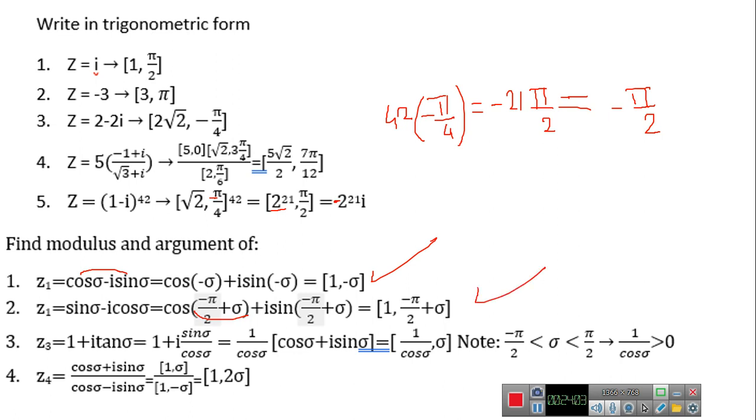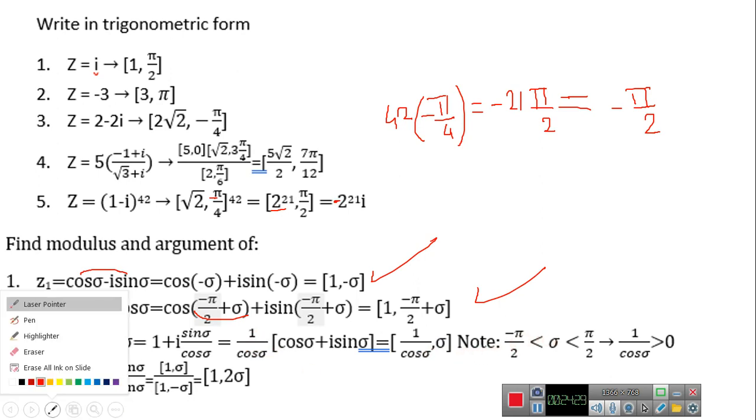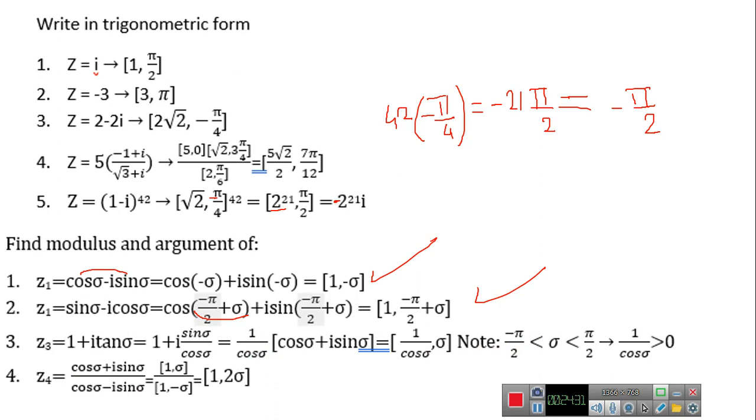Find modulus and arguments. As we said, here r must be positive. This is in the fourth quadrant, so you need to put 1, minus theta. Here you must convert the sign, you must add something with pi over 2. In the last quadrant we said minus pi over 2 plus theta. Then 1 plus i tangent theta. Tangent theta is sine theta over cosine theta, as you can see. So it's cosine, same denominator, and you put 1 over cosine theta. So this is r, and the angle is theta.